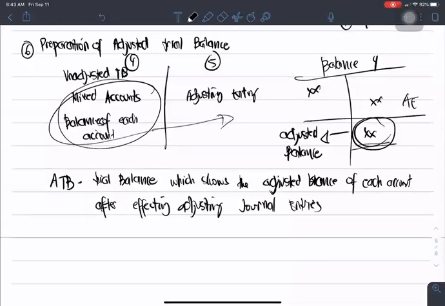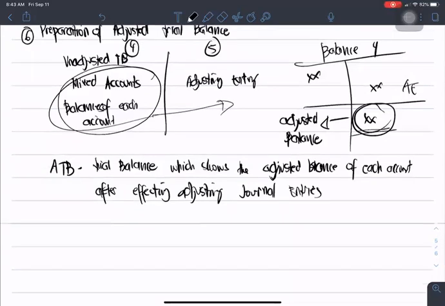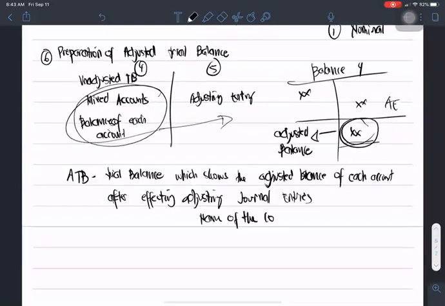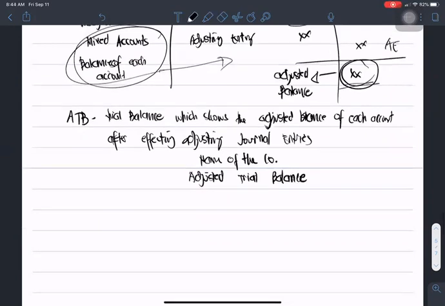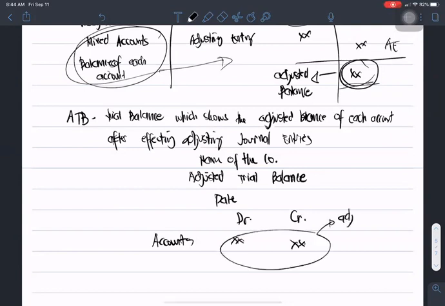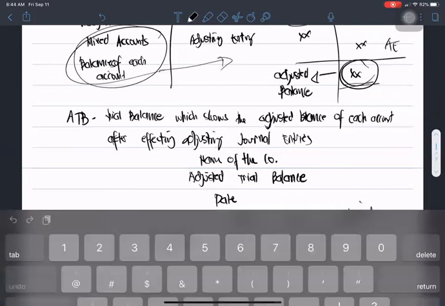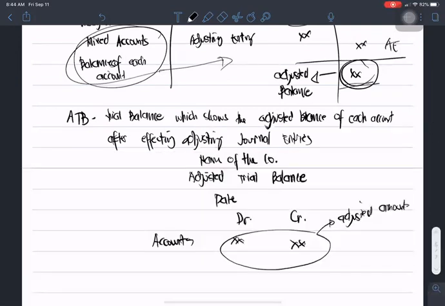So again, the name of the company, and then after the name of the company, we have the name of the report, which is the adjusted trial balance. And then after the adjusted trial balance, you place the date. So again, debit, credit. We have now your accounts, and then the amounts. These amounts are the adjusted amounts.